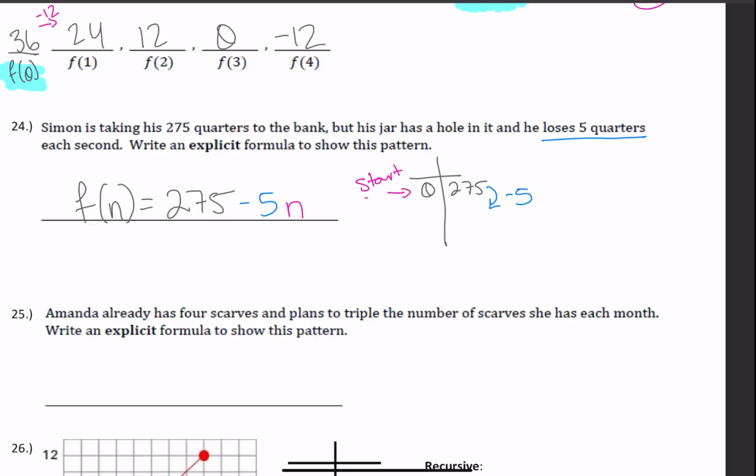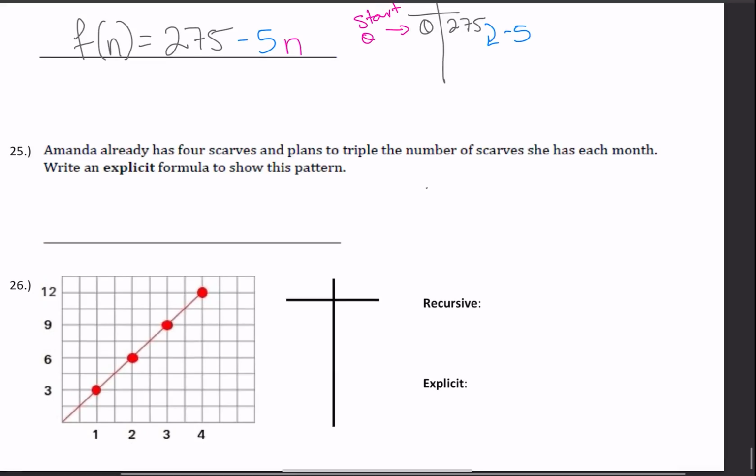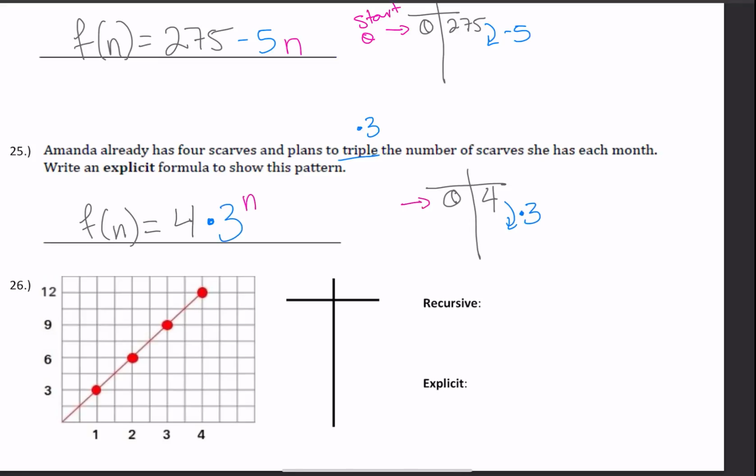Amanda already has 4 scarves and plans to triple the number of scarves she has each month. So if she already has 4 scarves, that means at time 0, she's already had 4 scarves. Tripling means times 3, so we're going to be multiplying by 3. I don't need to fill out more in my table. This is all I need to write my explicit. So we have f of n equals 4 times 3, and since it's multiplication, we have an exponent of n, and it's just an n because we start at 0.